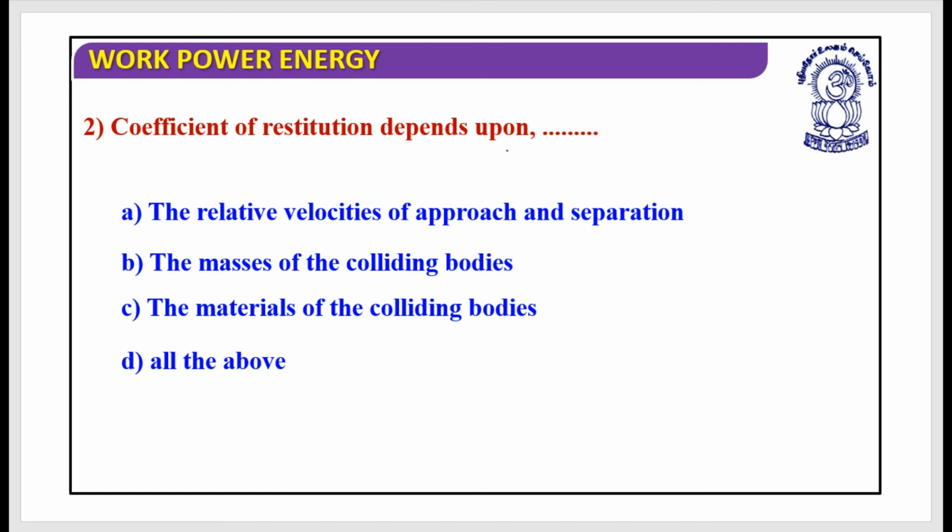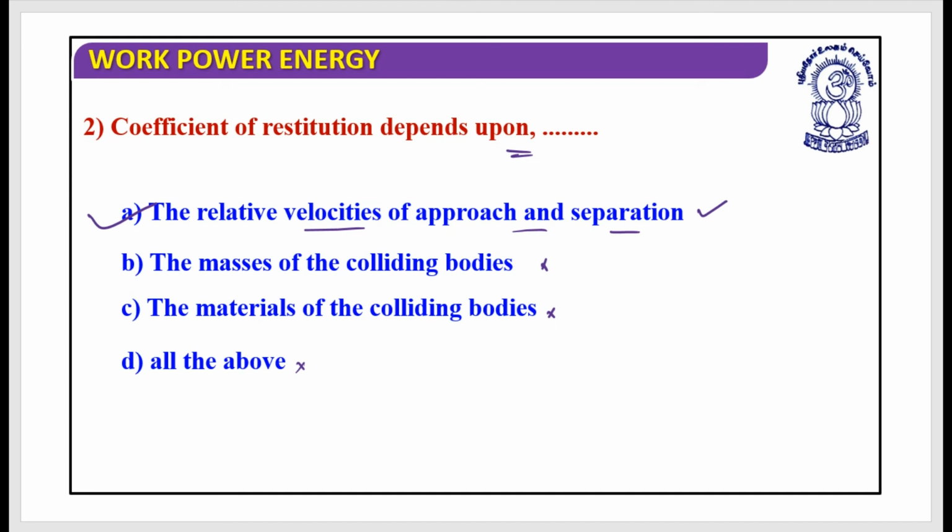Next, the second question: the coefficient of restitution depends upon what? First, it depends on the relative velocities of approach and separation. Yes. The masses of the colliding bodies, does it depend on the masses? No. The materials of the colliding bodies? No. All of the above? No. So the correct answer is the relative velocities of approach and separation. I hope this is clear.